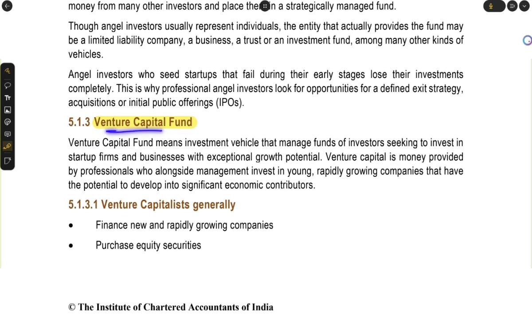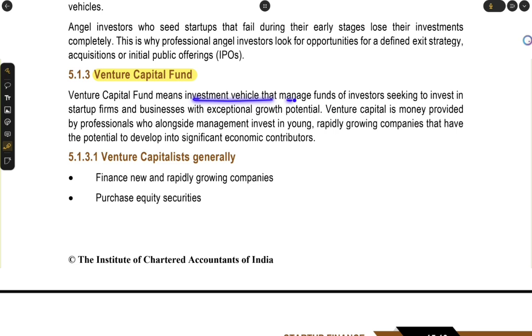Okay, then venture capital fund. A venture capital fund means an investment vehicle that manages funds for investors seeking to invest in startup firms and businesses with exceptional growth potential. You might see a lot of VCs.